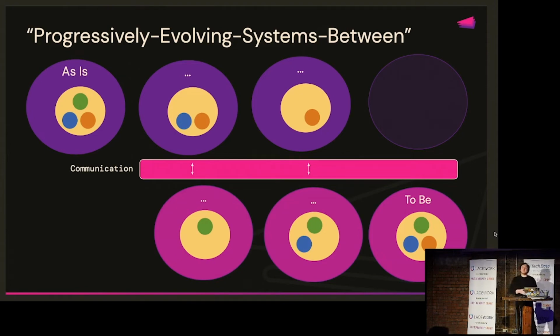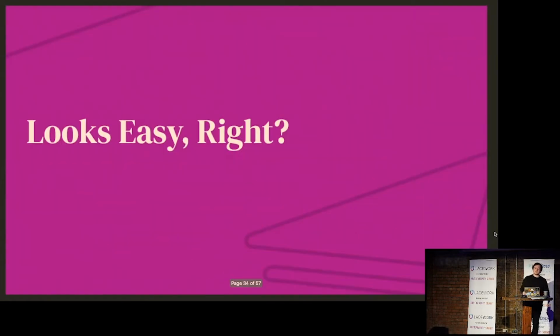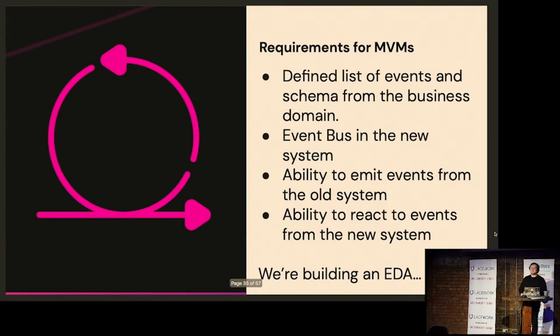And of course, technology keeps changing. It's not like one day we're going to turn it off. If we build this migration path in the right way, that system to-be can keep moving forwards as technology moves forwards, and we can have quite an evolutionary architecture. So it looks easy. Well, there's actually a few requirements to be able to do this.